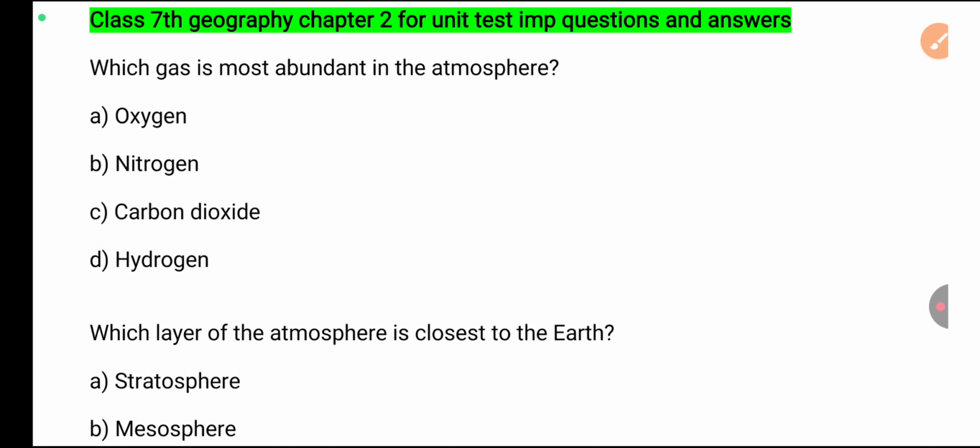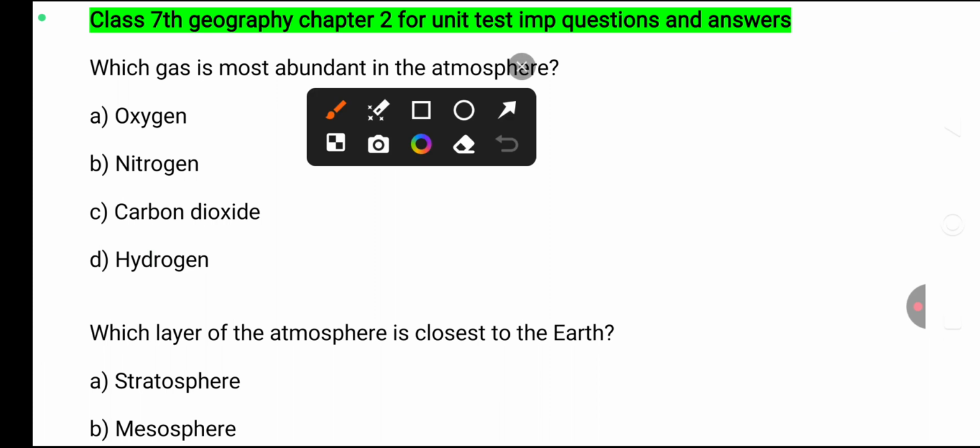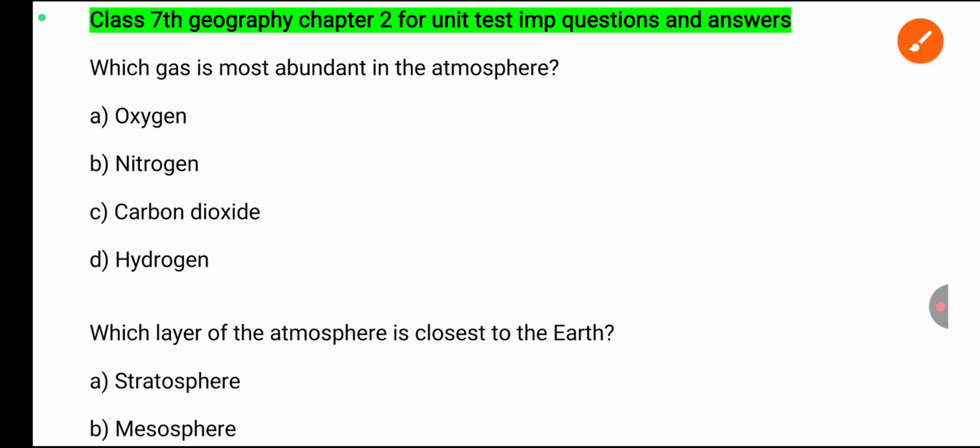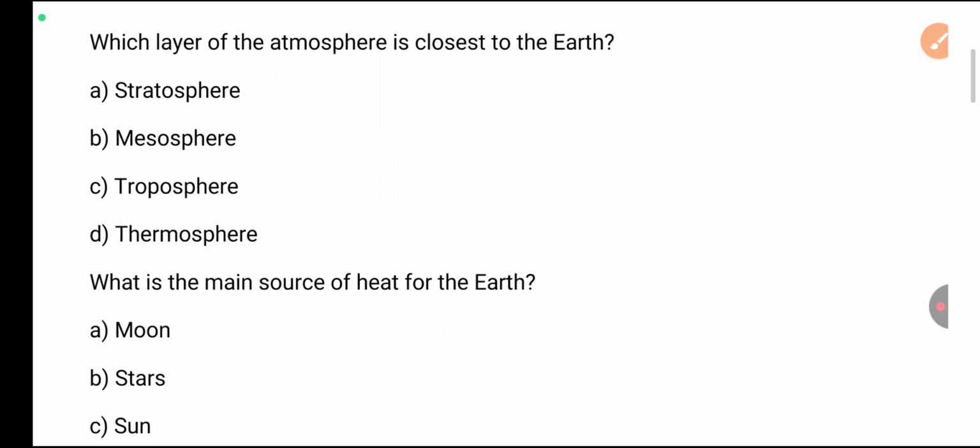The first question is: which gas is most abundant in the atmosphere? The options are oxygen, nitrogen, carbon dioxide, and hydrogen. The answer will be nitrogen. Nitrogen is 78% of the atmosphere. Now moving on to question number 2.